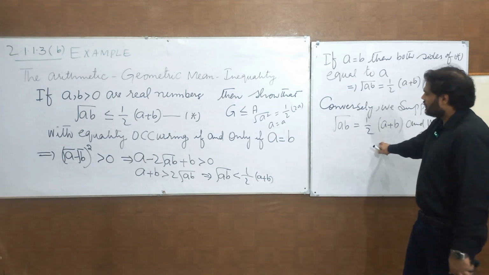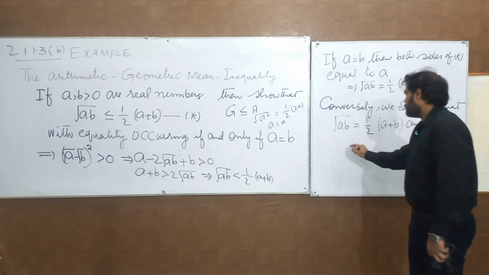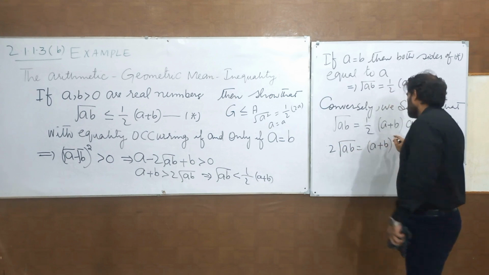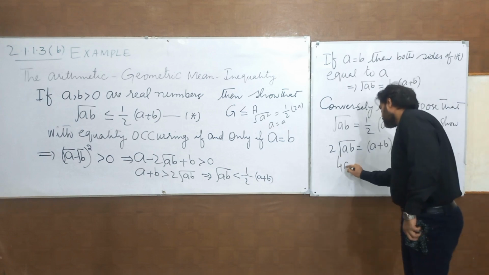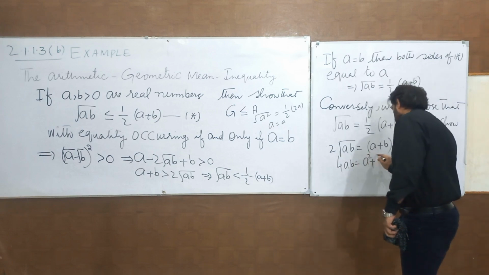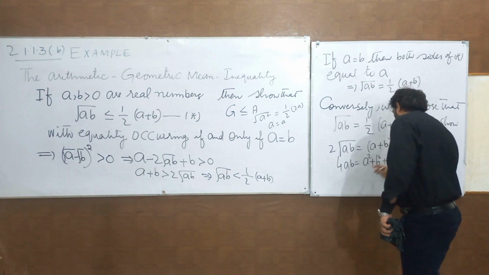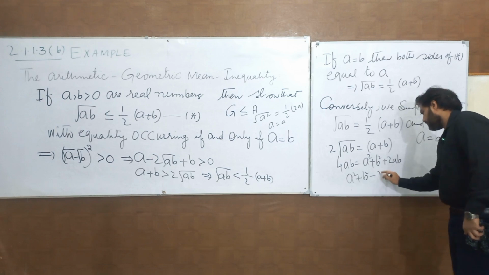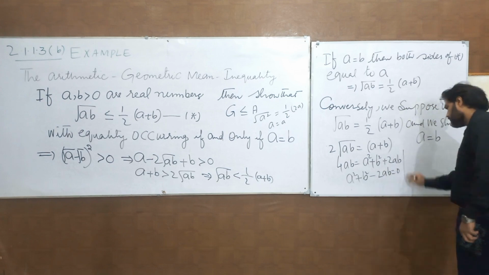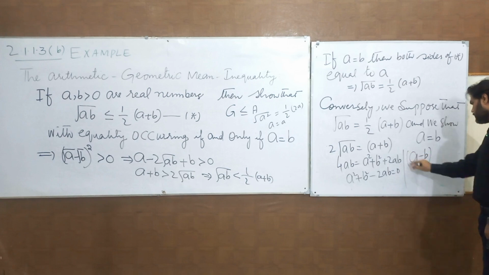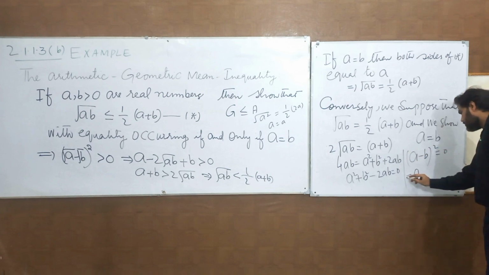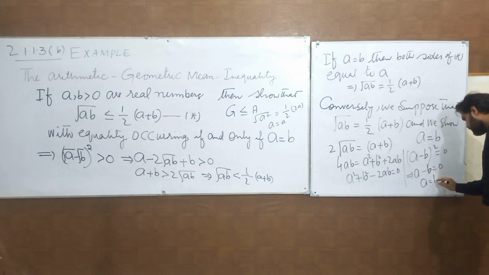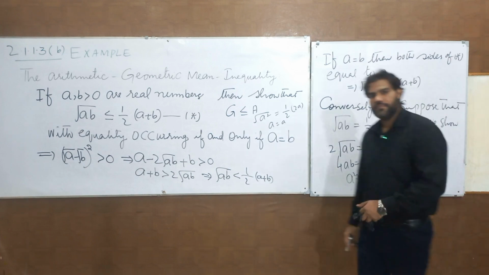So we just solve this equation, multiplying by 2 on both sides. This gives us 2 times square root ab is equal to a plus b. By squaring on both sides, this gives us 4ab equal to a squared plus b squared plus 2ab. By subtracting 4ab from this side, we have a squared plus b squared minus 2ab is equal to 0. This is (a minus b) whole squared equal to 0. This implies the square of a number is 0. It means the number itself is 0. This implies a is equal to b. That is required to prove.